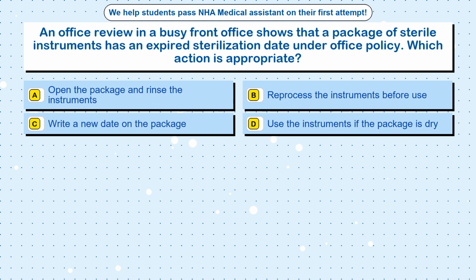Question 18. An office review in a busy front office shows that a package of sterile instruments has an expired sterilization date under office policy. Which action is appropriate? Option A, open the package and rinse the instruments. Option B, reprocess the instruments before use. Option C, write a new date on the package. Option D, use the instruments if the package is dry.